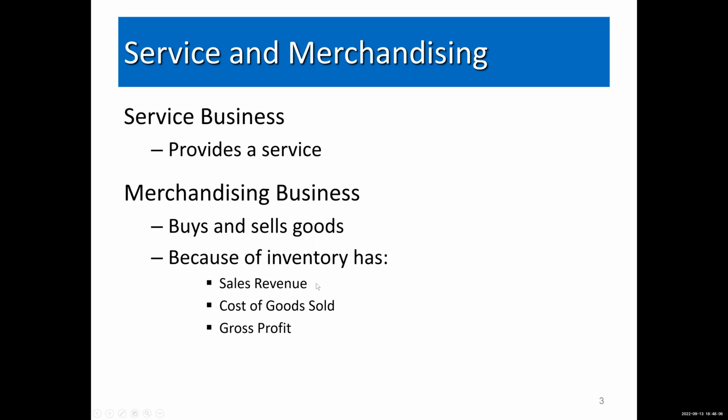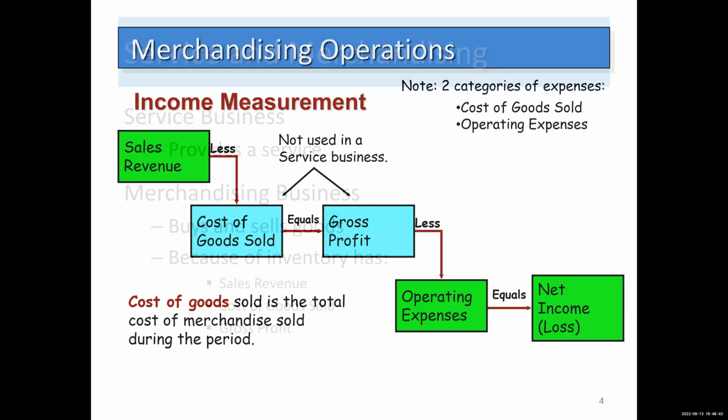Now, part of being in the merchandising business, we have to sell our inventory, which is an asset, right? So when we give up our inventory, it's expired. We give it away, and that's called cost of goods sold expense. So the difference between what we sell it for and what it cost us is this thing called gross profit. And for a merchandising business, gross profit is very important. Okay, so this is how it kind of works.